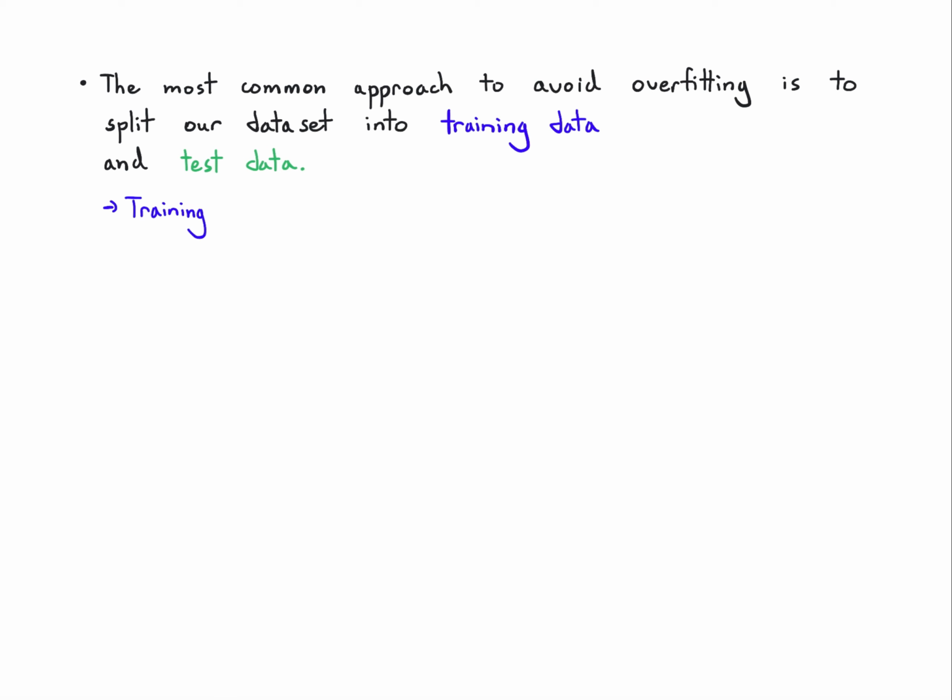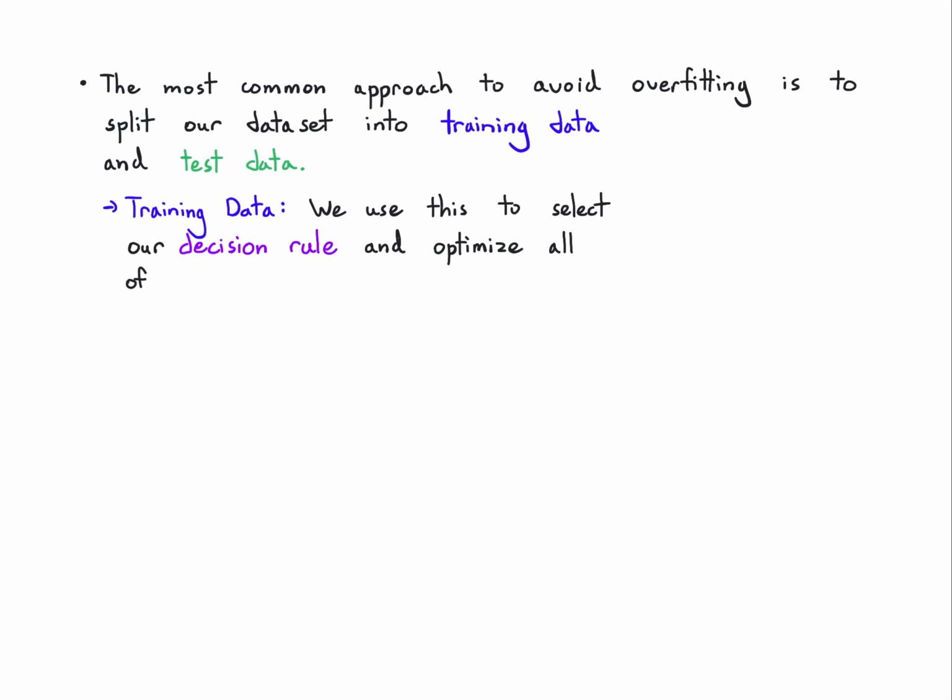Okay, so training data, that's the data that I'm going to use to help me select my decision rule and optimize all of its parameters. What do I mean by optimize its parameters? Well, for instance, if I was trying to fit a Gaussian distribution, I would only use the training data to get the sample mean and the sample variance.